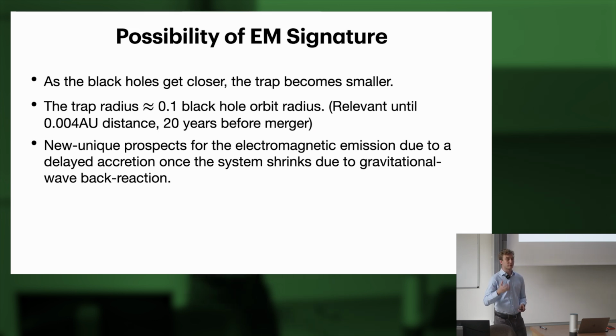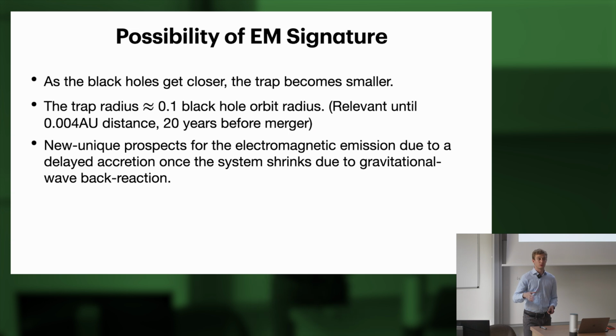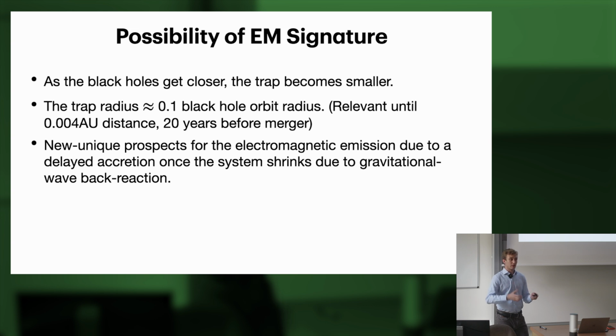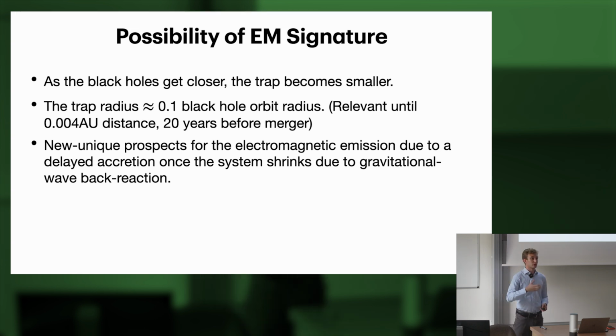And if 10 to the 14 kilograms of particles are accreted in a black hole in 1 day, then it creates an electromagnetic signature as luminous as the sun. Or if we go to the non-collisionless limit, a limit where particles can collide, then as the trap gets denser and denser, it will introduce some sort of an optical depth to the system, and the system could be luminous even before the black holes merge.